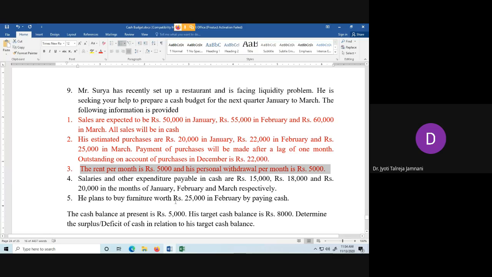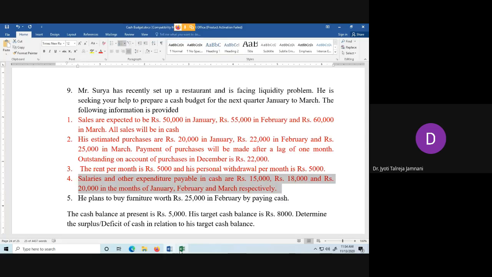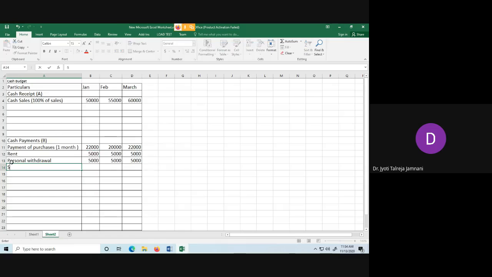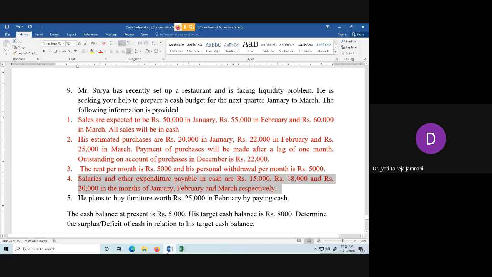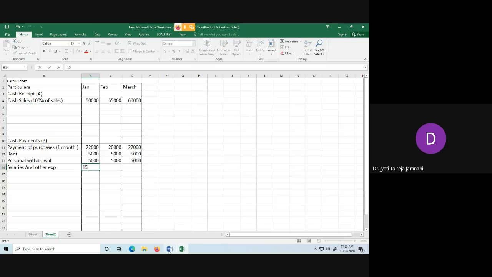Next, salaries and other expenditure payable in cash are 15, 18 and 20,000 in the months of Jan, Feb and March. So we need to pay salaries and other expenses. Write it here, salaries and other expenses. So how much it is, and it is paid in cash, 15, 18 and 20. They have not mentioned any time lag. That means we are going to pay it in the same month.